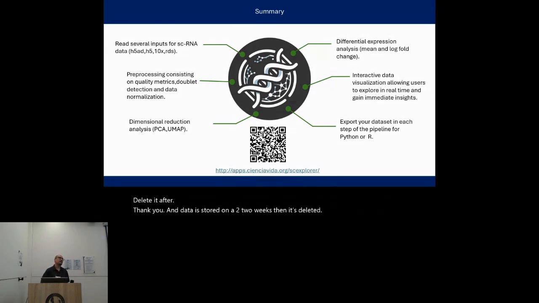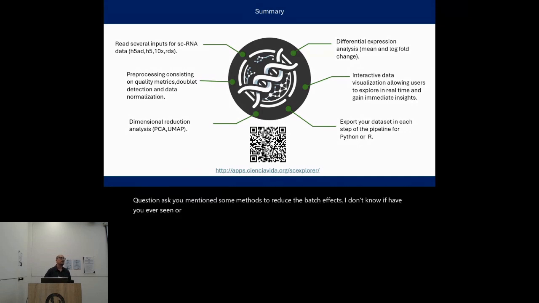You mentioned some methods to reduce the batch effects. I don't know if you have ever noticed a difference between using several pipelines and using these methods. I understand. Actually, one of the methods I presented for batch correction, Harmony, is from R. The other, Combat, I think is present in both programming languages. In the case of Scanorama and BBKNN, they are only present in Python. I don't know if that answers your question.